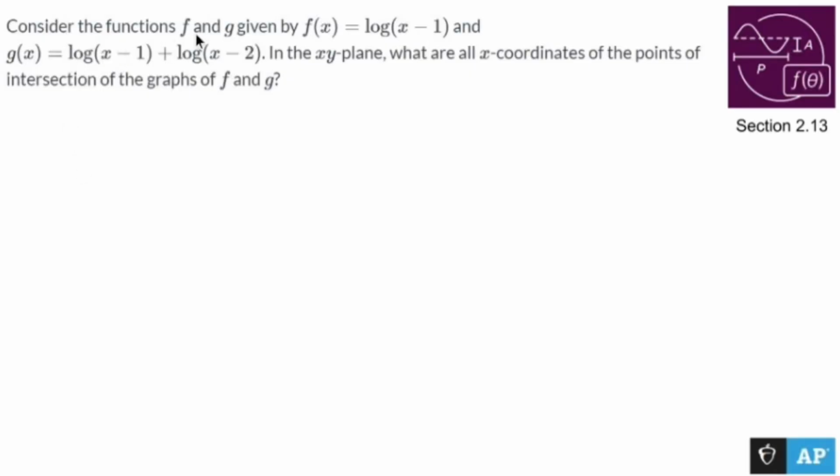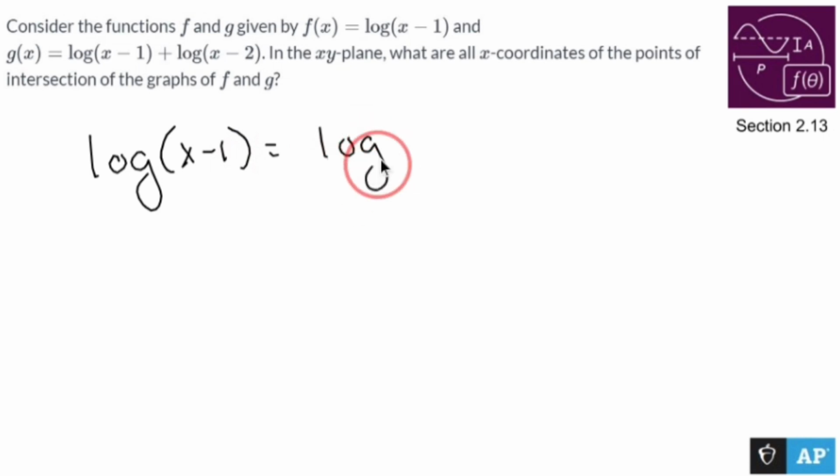Consider the functions f and g given by f of x equals log of x minus 1 and g of x equals log of x minus 1 plus log of x minus 2. All right, so two different guys that are kind of similar. In the xy plane, what are the x coordinates of the points of intersection of the graphs of f and g? Basically, you just set these equal to each other and solve. Log base 10 of x minus 1 equals log base 10 of x minus 1 again, plus log base 10 of x minus 2.